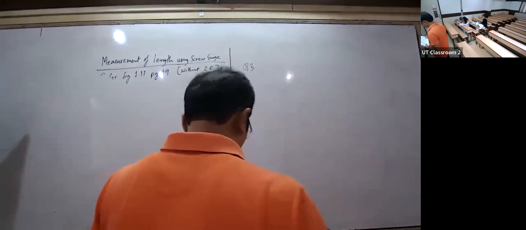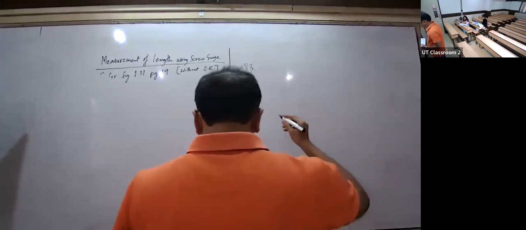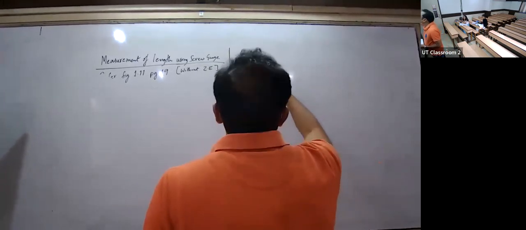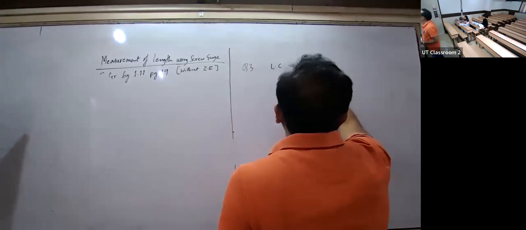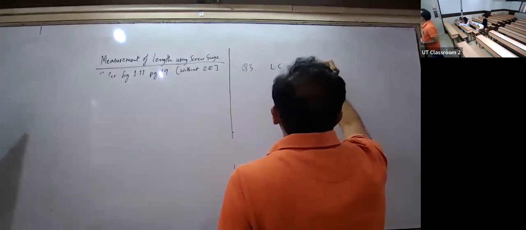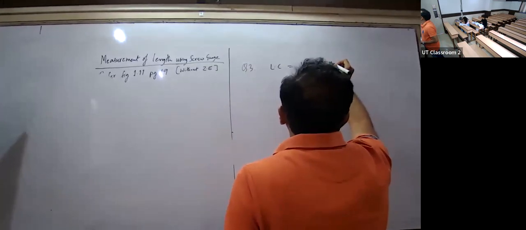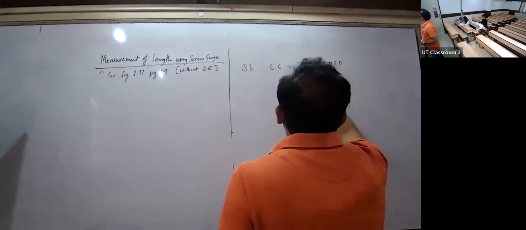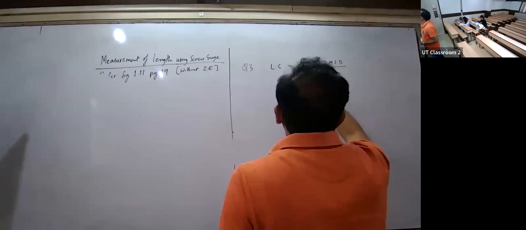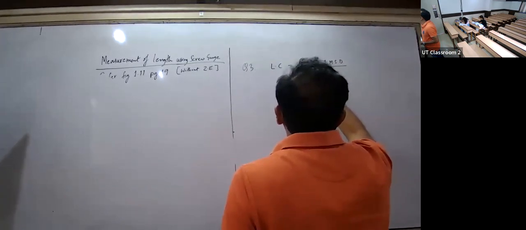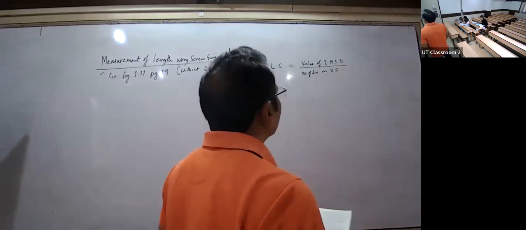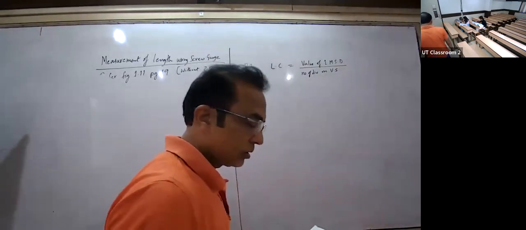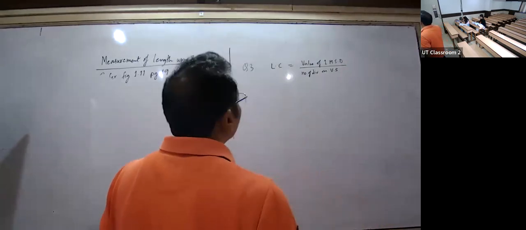What is question 3? Please count, how do you calculate the value of one main scale division divided by the number of divisions on the vernier? Okay? Correct. You got it? Good.